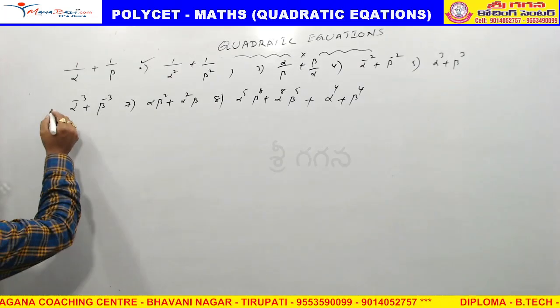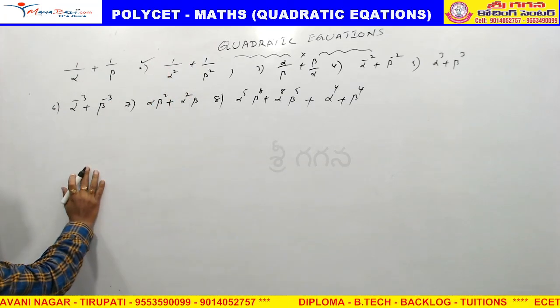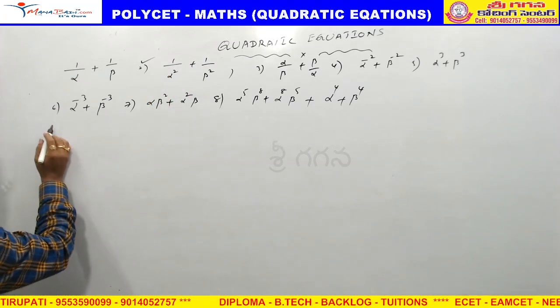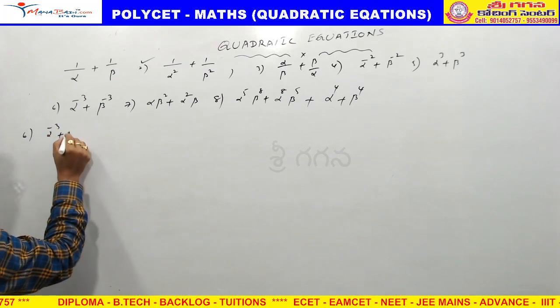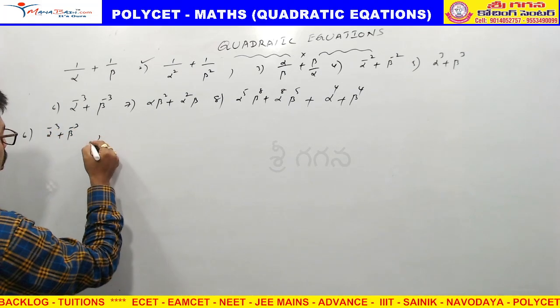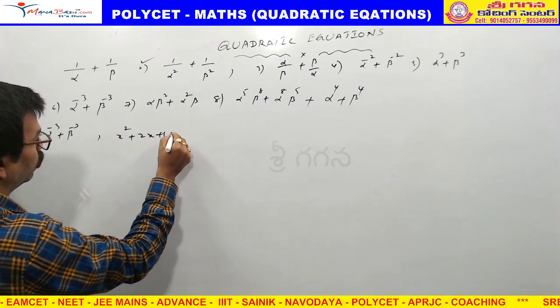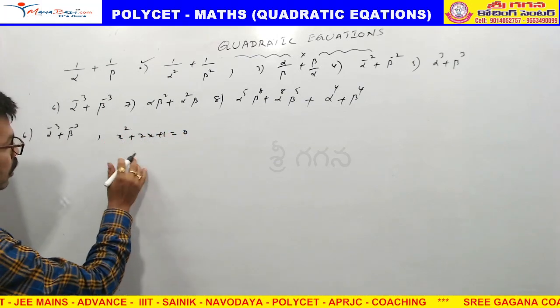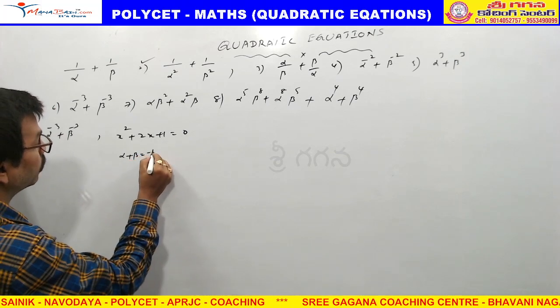So now next one. So until 5 completed. Okay, next sixth one. If we take sixth one, alpha power minus 3, beta power minus 3. Okay, so if you take the equation x square plus 2x plus 1 equal to 0, first you have to write the sum of the two roots and the product of the roots. So alpha plus beta equal to minus b by a.